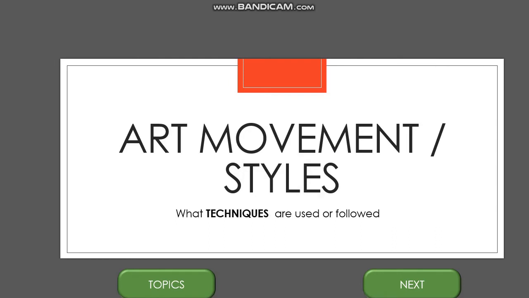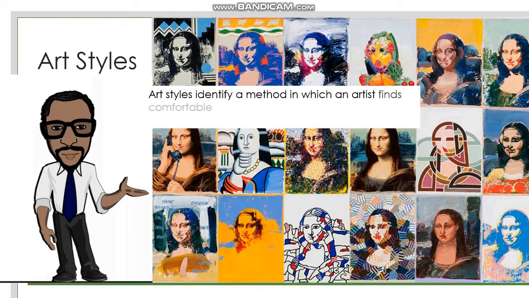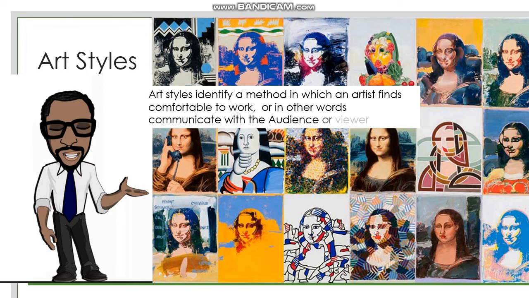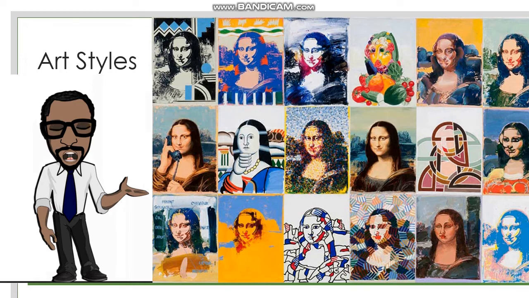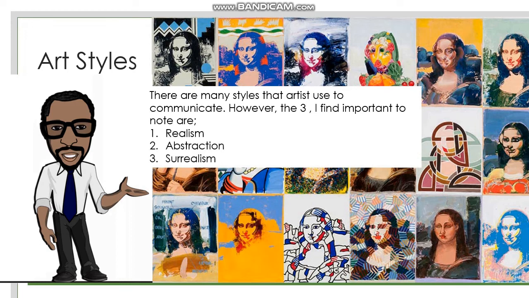Art movement or styles. What techniques are used or followed? Art styles identify a method in which an artist finds comfortable to work, or in other words, communicate with the audience or viewer. There are many styles that artists use to communicate. However, the three I find important to note are realism, abstraction, and surrealism.